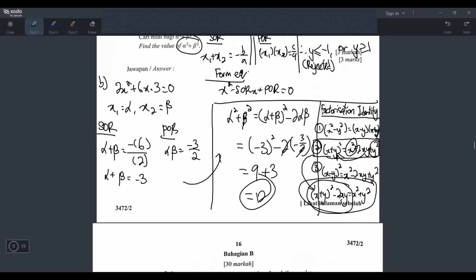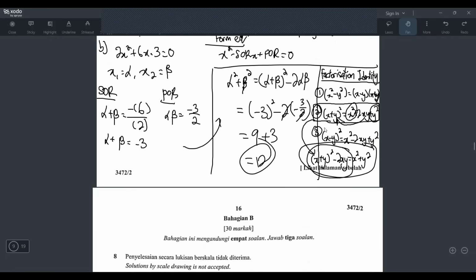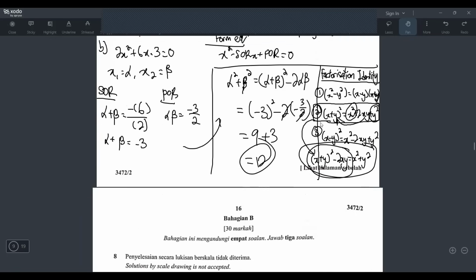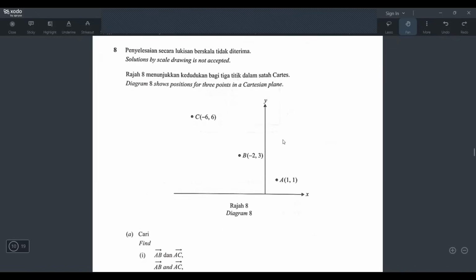Right? Okay, I remember my last state paper also, I used the factorization identity to do, but I forgot which question lah. Okay, but this one comes out quite a few times already in trial paper, so make sure you remember these three. Okay, let's continue.